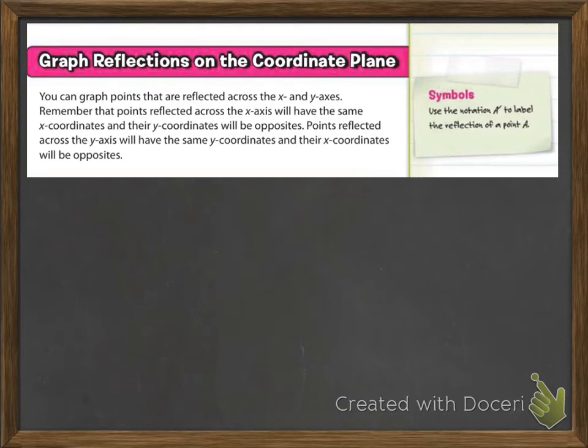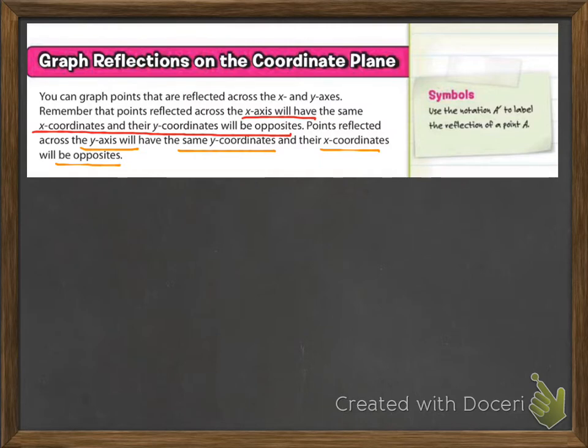Remember, the points reflected across the x-axis will have the same x coordinate and their y coordinates will be opposite. So that's important. I'm going to change colors here. Points reflected across the y-axis have the same y-coordinate, and their x-coordinates will be opposite. Again, we've learned that in the last section.